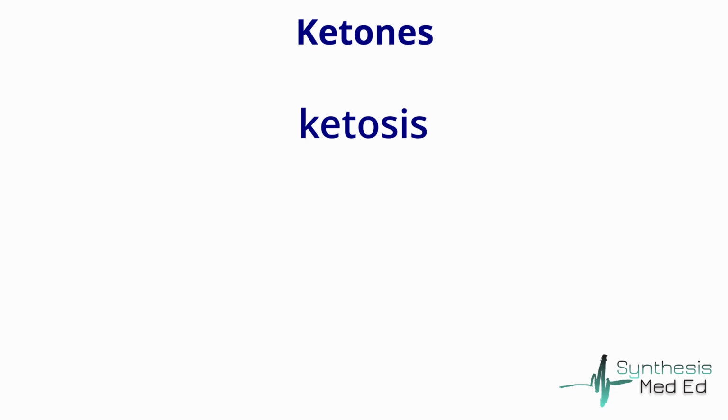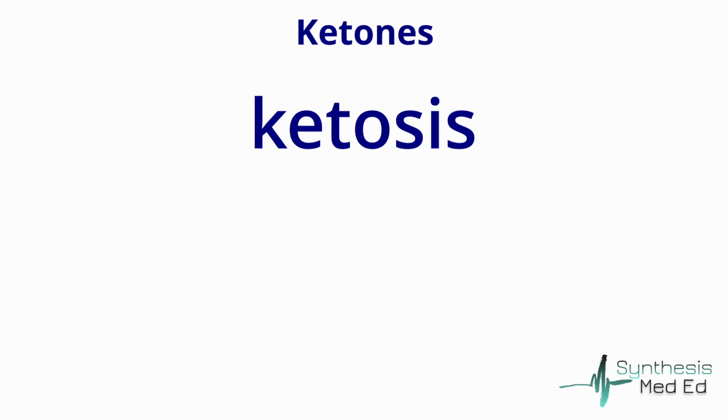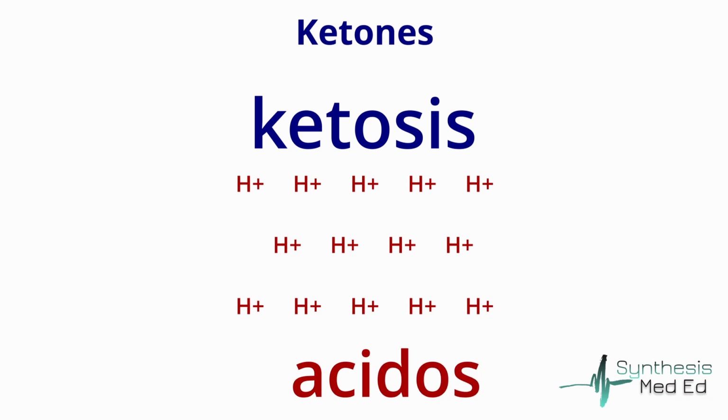But if the ketone production continues, then the acid-base balance will be disturbed, hydrogen ions will build up, and acidosis will occur. And at this point, the body enters a condition called ketoacidosis, which is an acidosis resulting from the ketosis. And ketoacidosis is an abnormal condition.